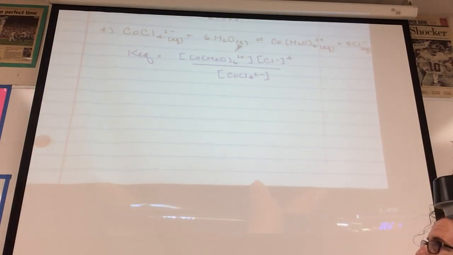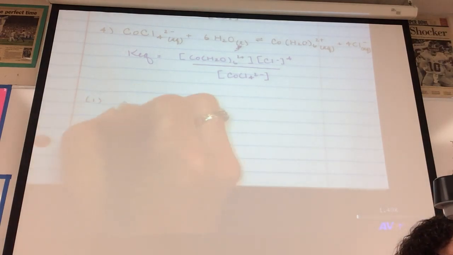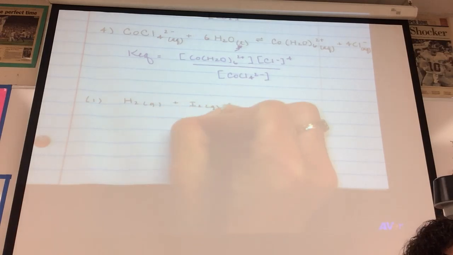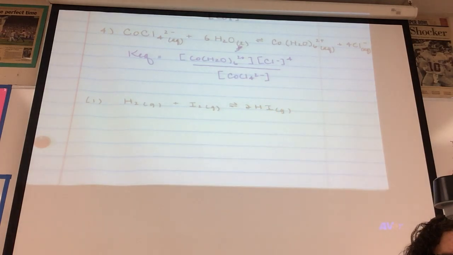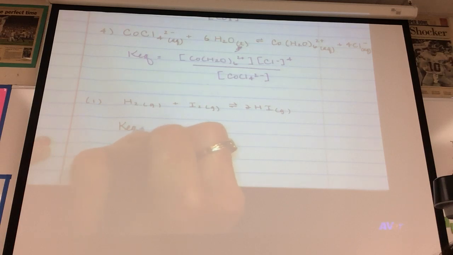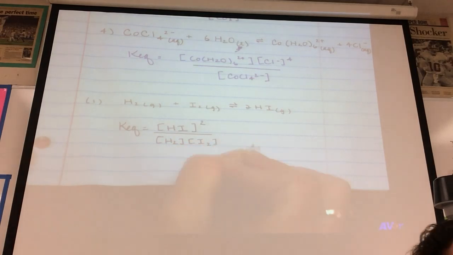Whenever you're doing these types of problems, you always want to write the KEQ expression. So in the first one, we've already written this KEQ expression. It was one of our initial examples. We're generating 2 moles of hydrogen iodide gas from hydrogen and iodine in the vapor state. And when you're trying to calculate KEQ, the first thing you always want to do is write your KEQ expression. Again, product concentration in the numerator, reactant concentration in the denominator.